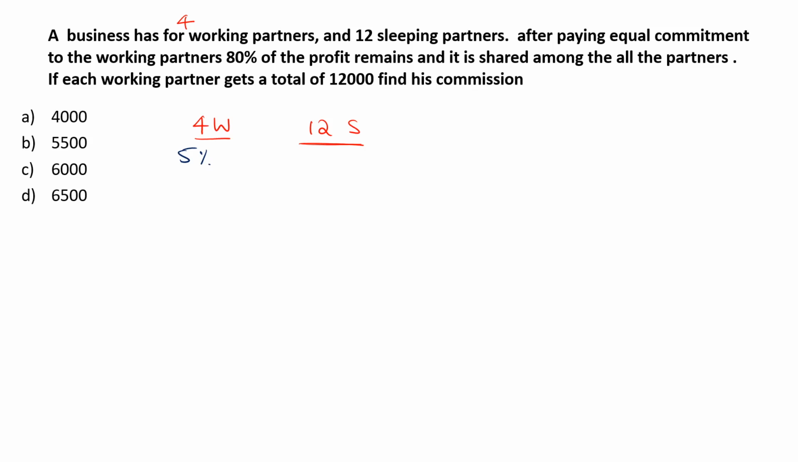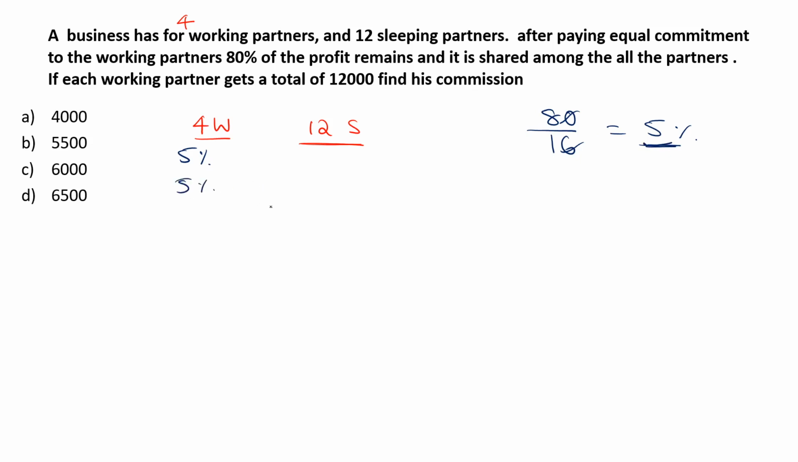equally. That means 80% is distributed among 4 plus 12, that is 16 persons. When 80% is distributed among 16 persons, each person would get 5%. And the share of each working partner is given as 12,000. The working partner is getting 5% salary and 5% as a share of his profit.